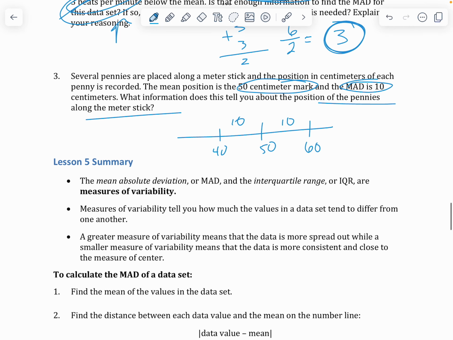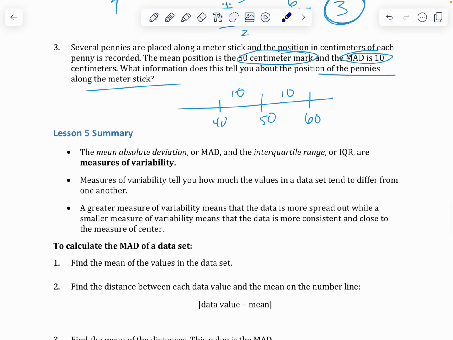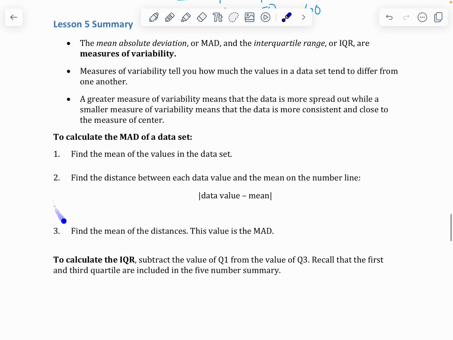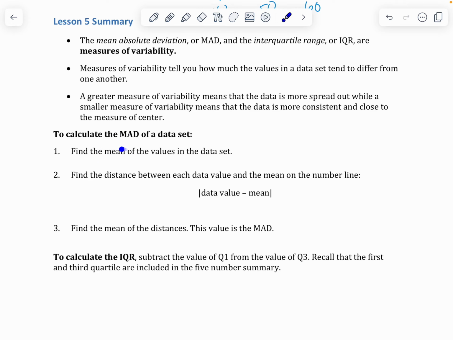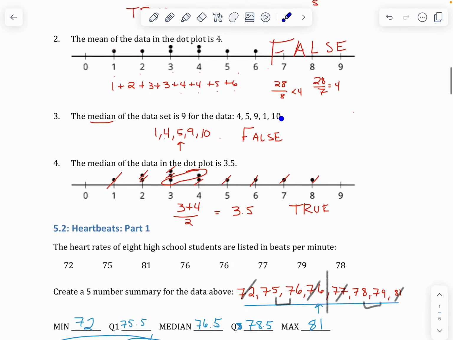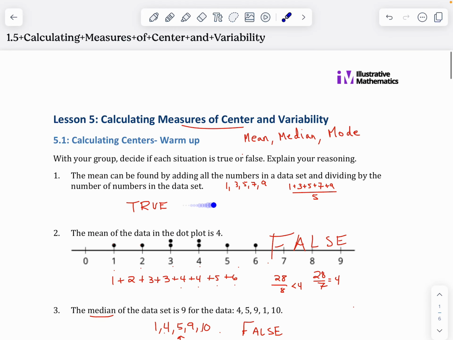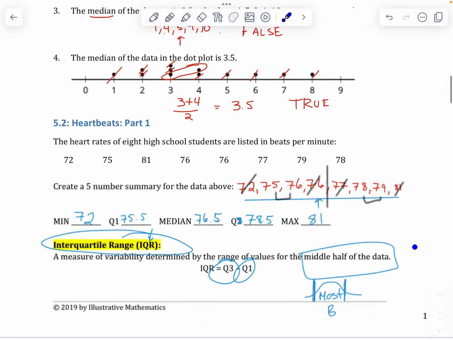Okay? All right, so this is kind of a long lesson. I know I made you pause a couple times, but here's the summary. Today we learned about MAD, or mean absolute deviation. We learned about the interquartile range. We talked about mean, median, mode. I even wrote down again how to calculate MAD and how to calculate interquartile range, and obviously you should know how to calculate mean, but if you need a refresher, it is that very first one up here at the top. You add all the numbers up and divide by the number of data points, okay?